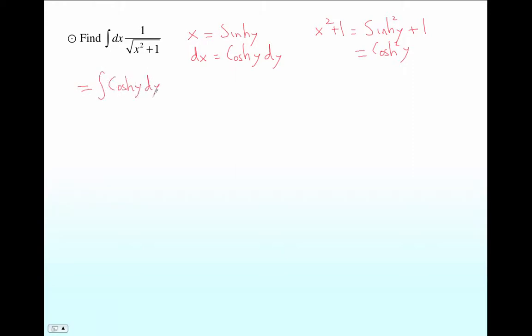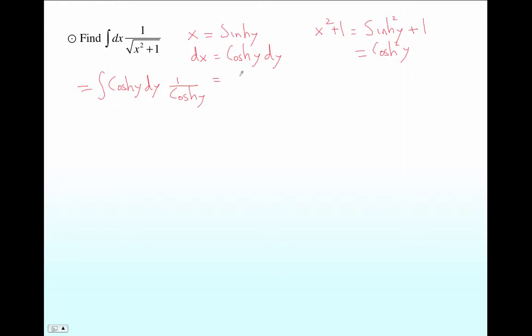Let me make the substitution x is sinh of y, in which case dx will be cosh of y dy. x squared plus 1, if we use the hyperbolic identities that we discussed just a little while ago, is cosh squared of y. And so this integral is then cosh of y dy, and 1 over square root of x squared plus 1 is 1 over cosh y.